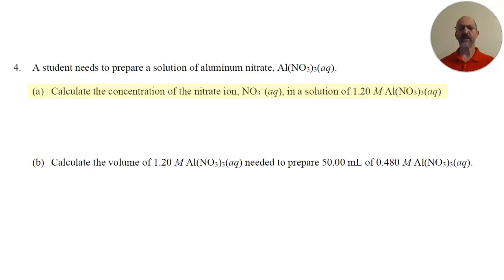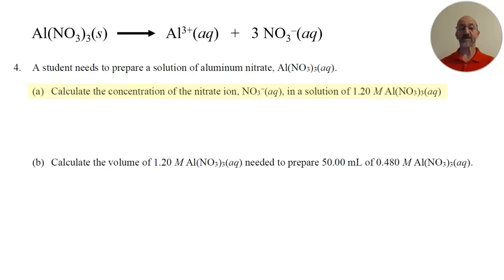So at first glance, you might think, well, we already have a concentration. It's 1.20 molar. So what's the concentration of the nitrate ion? Well, just like potassium hydroxide in question 2, and just like calcium chloride in question 3, aluminum nitrate is an example of an ionic compound. So watch what happens when aluminum nitrate breaks up into ions. For every 1 mole of aluminum nitrate, we actually get 3 moles of nitrate ions.